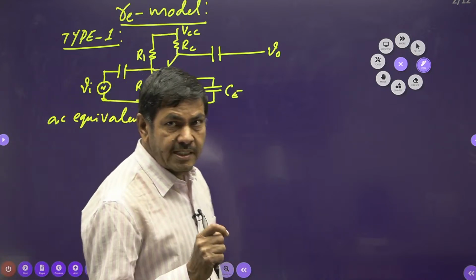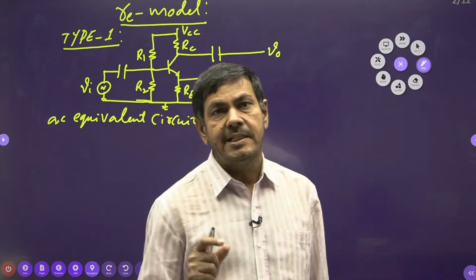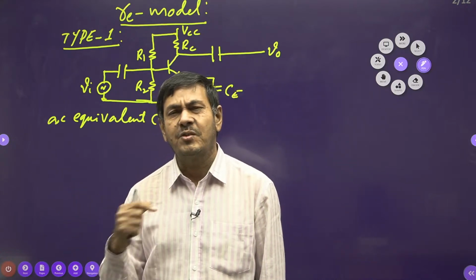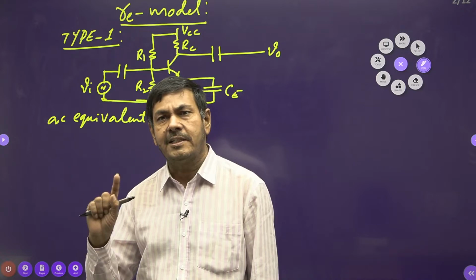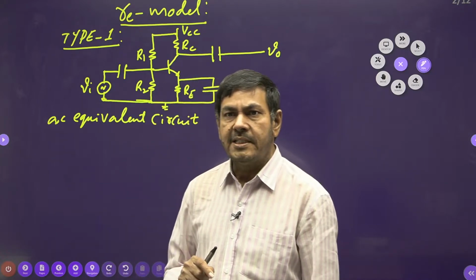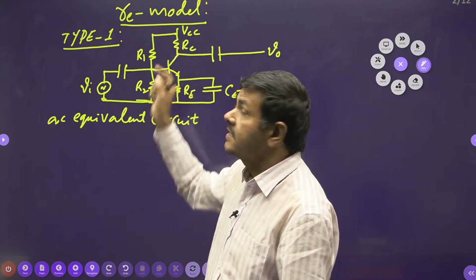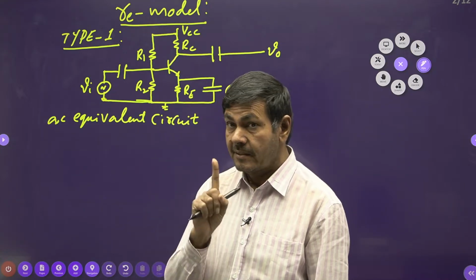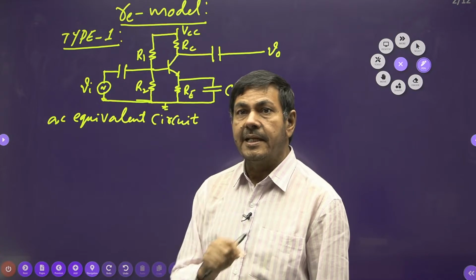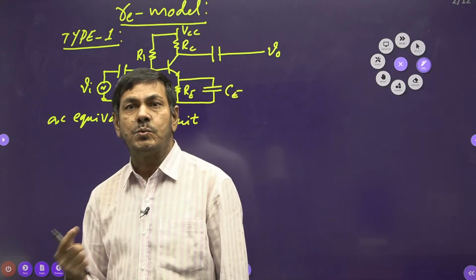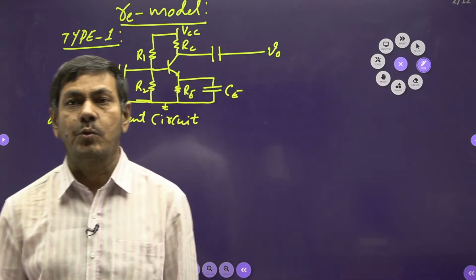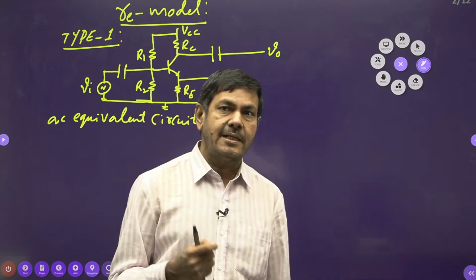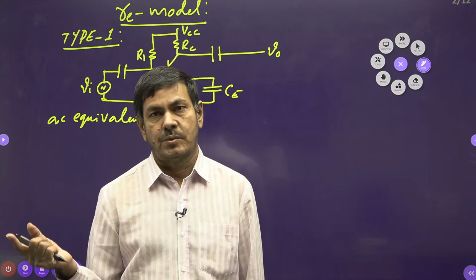To draw the AC equivalent circuit, wherever a DC voltage source is given, that must be shorted. Directly you can short circuit wherever you are given the DC supply. What DC supply is connected here? VCC is given as a DC supply, that must be shorted. That is the first point. Sir, in case any current source is given, what do I need to do? That must be open circuited. Any DC current source connected in the network, you must open circuit.